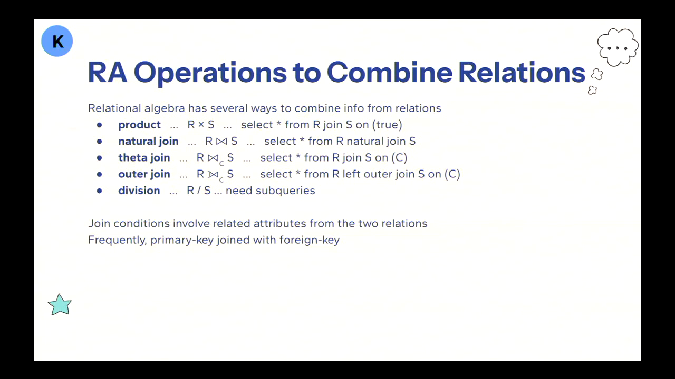The first operation here is called product. It is the Cartesian product, so it will give us a very large table. We will learn that later. The second operation is called natural join. It is to join two tables on the common attributes. The third one is theta join. It is to join two tables that fulfill certain conditions. And the fourth operation is called outer join. As in this example, it is a left outer join. You can see there are two small extensions in this symbol. So this means it's left outer join.